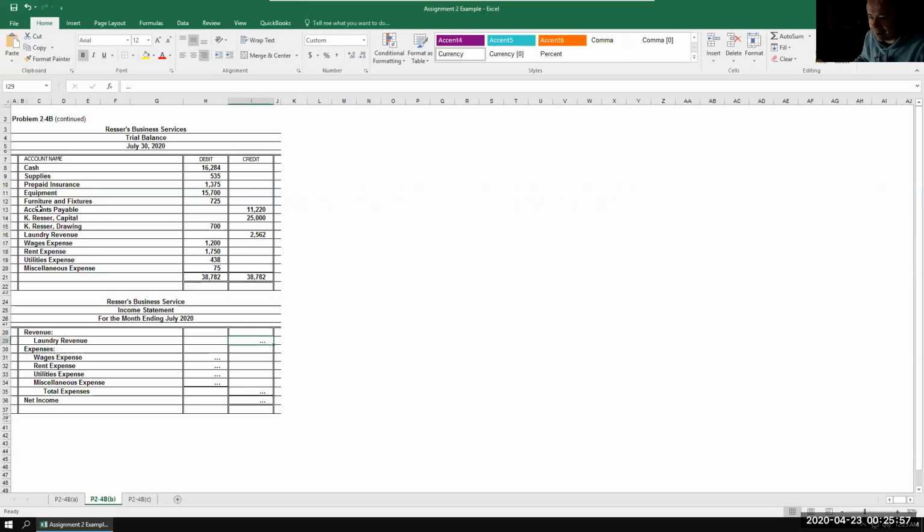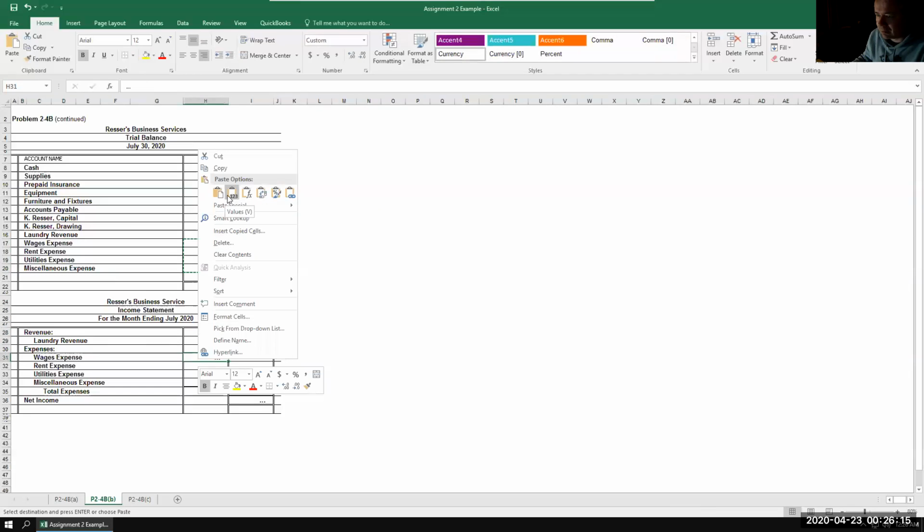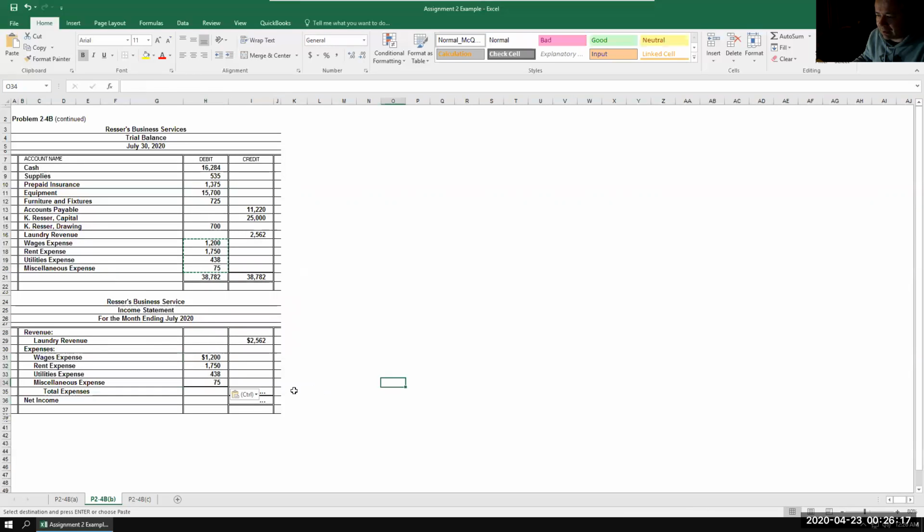So their revenue was $25.62. And they only had one revenue account, so that's it. Then they had their expenses. I'm just going to copy and paste these. And we will now get our total expenses by auto-summing only our expenses. And uh-oh, it does not look good for this business. It looks as if we have lost money.